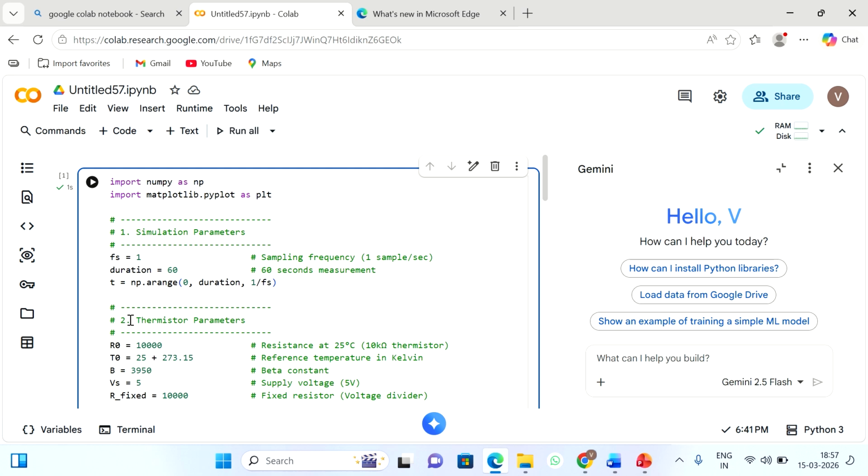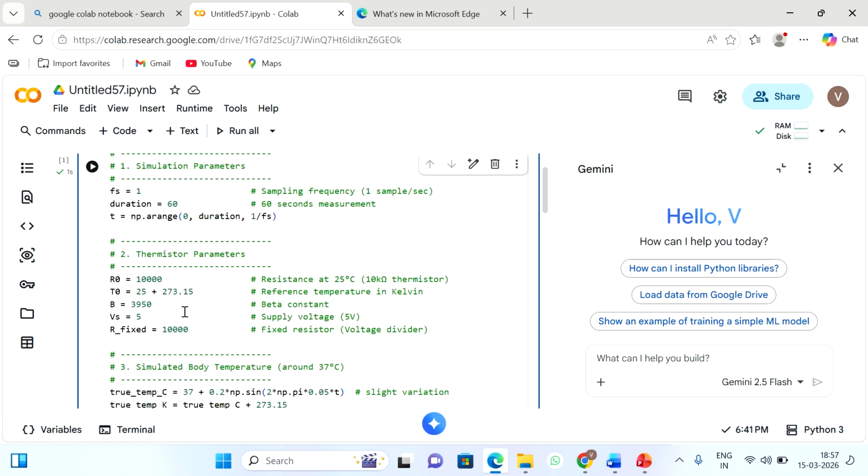That means R naught equal to 10K. So 10,000 means 10K. Then T naught value is 25 plus 273.15. It is normal only. So the beta value is constant, but it may vary a little bit depending upon the material used for manufacturing the thermistor. And then the supply voltage equal to 5 volt DC. Then the R fixed resistor value is also equal to 10K.